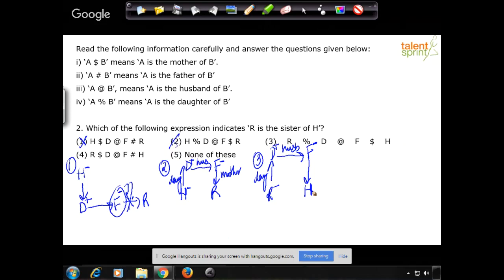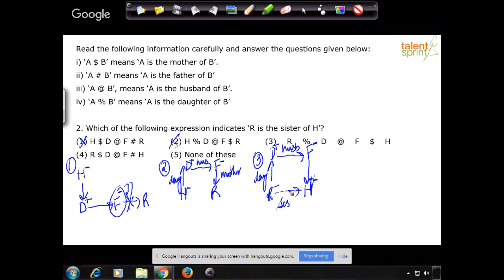Now, the minute you look at this diagram, you will say that there is hardly any difference between the second and the third diagram. But look carefully. In the second diagram, H was the daughter of D. Here, R is the daughter of D. Therefore, we can easily say that H and R are brothers and sisters, not knowing the gender of H. But irrespective of whether H is male or female, R, being a female, is going to be the sister of H.